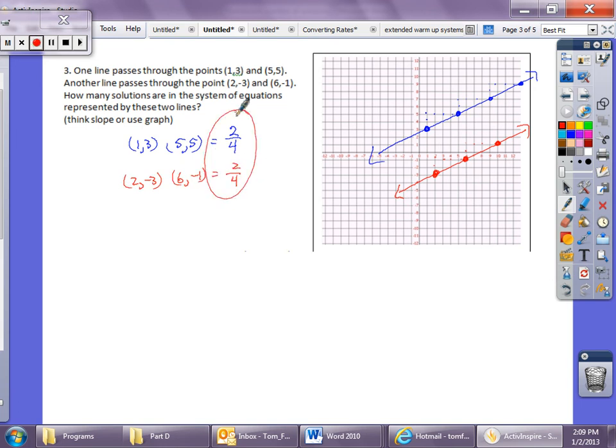Now if we have the same slope, we know that these are parallel lines. And we know that parallel lines have no solutions, or zero solutions. So we can say zero solutions.